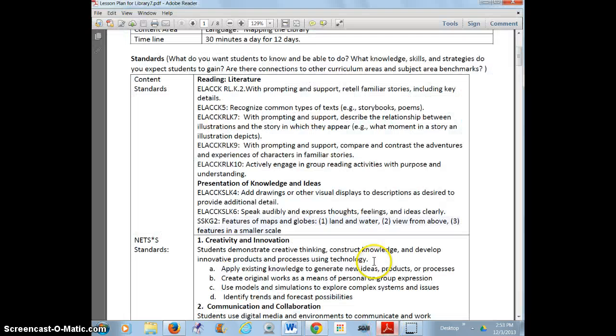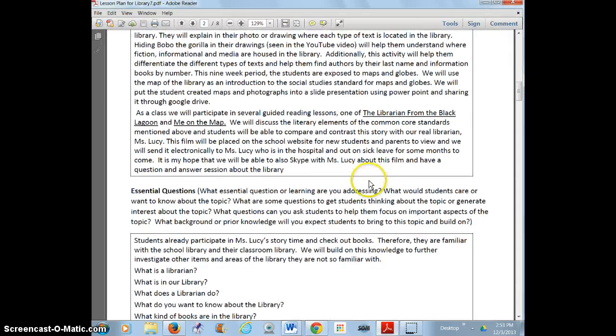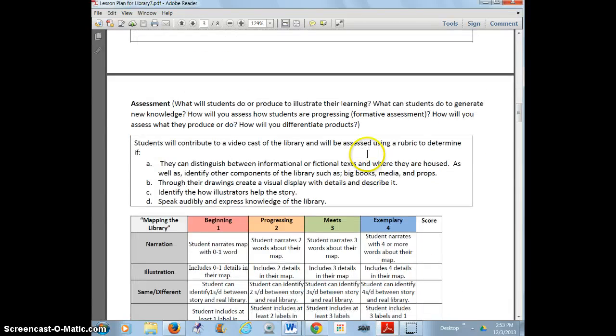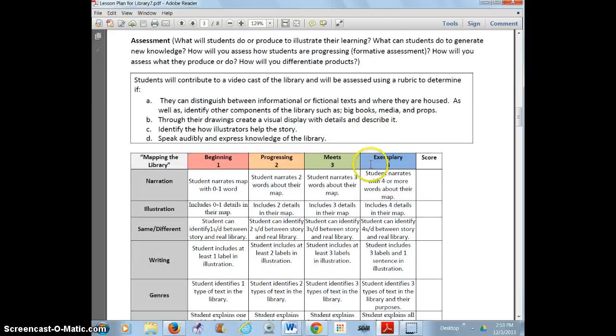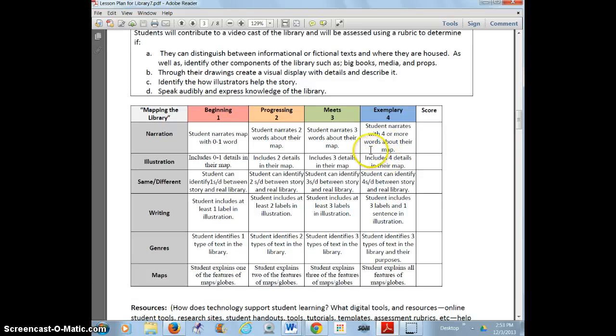Finally, I used a rubric to assess how the students were doing. I assessed them on how they used expressive language, whether they used illustrations to explain their story, and did they have the simple features of a map.